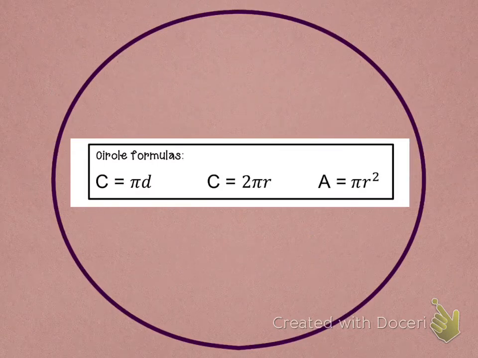Okay, so here are the 3 formulas that we have learned during this section of Unit 5. And we have 2 formulas for circumference and 1 formula for area.